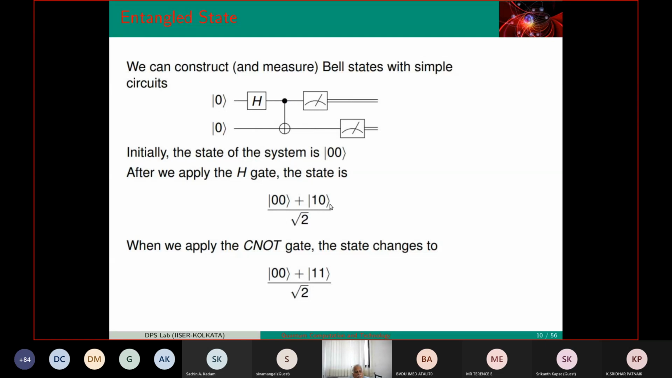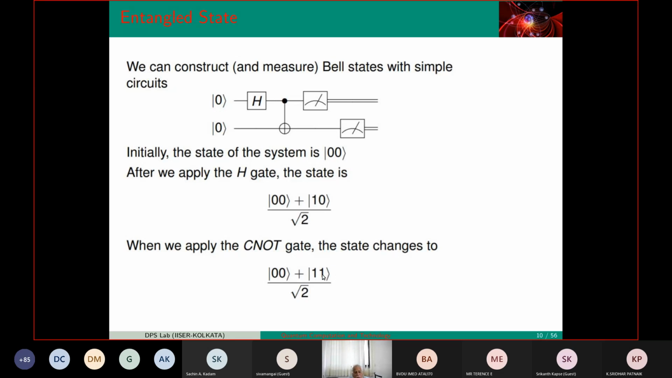You can actually write it as a separable one: (0 plus 1) by root 2, that is the first particle, times 0. That's what is written here. Now do control NOT. This fellow is not going to be affected. This fellow will change: here 10 becomes 11. And that is control NOT. What is this state? This is called the Bell state, an example of a maximally entangled state.